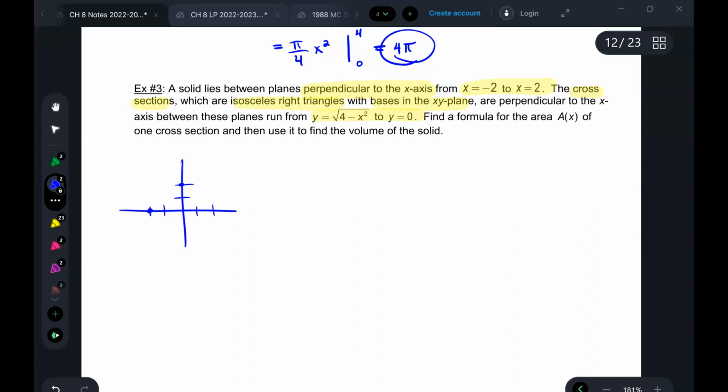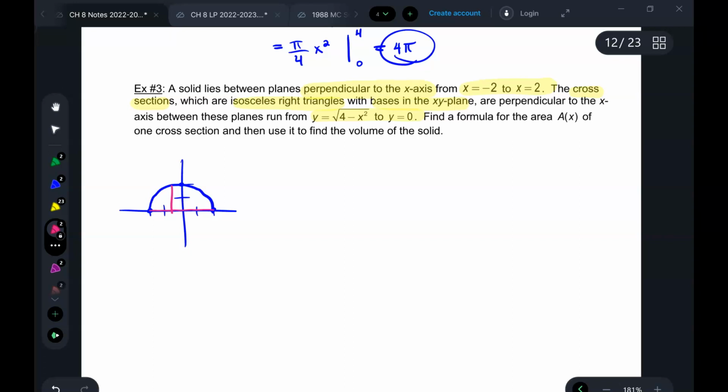Is it ever going to be not the base of the triangle? Could it be the height? What do you mean? Because it says with bases in the plane. Yeah, so the base of an isosceles right triangle would be one of the legs instead of the hypotenuse. So would the hypotenuse ever be what we're basing it on? It could be.